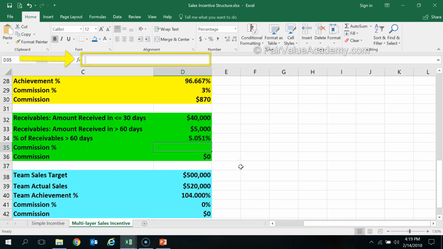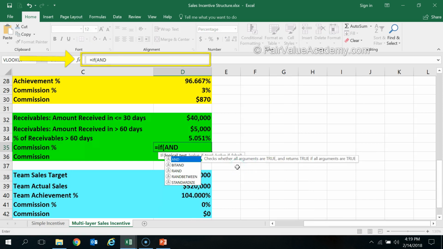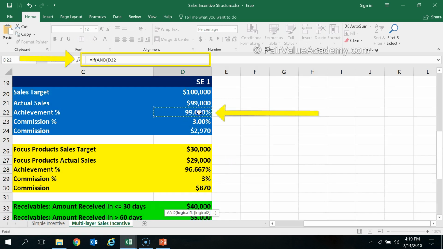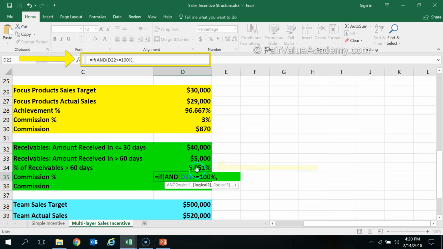Let me write this again. If, open bracket, and we write the condition, and this percentage should be greater than or equal to 100%, comma, the second condition to be satisfied is this percentage should be less than 5%, and bracket closed. If this AND condition is satisfied, then he should get 2% commission, otherwise 0% commission.